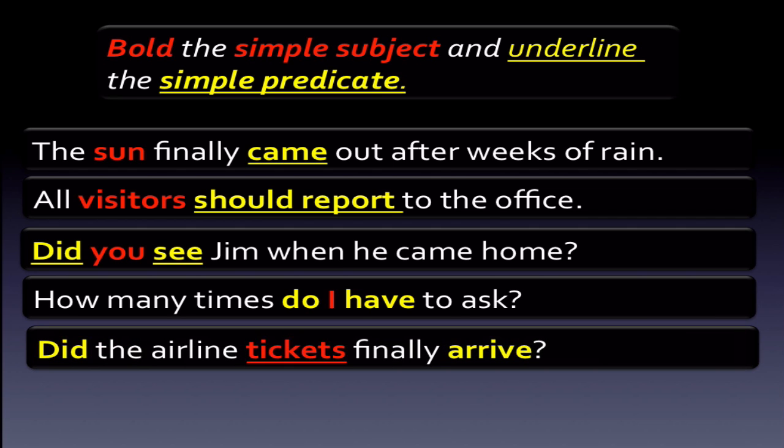All right. Did the airline tickets finally arrive? So the tickets here is your simple subject. Arrive is the main verb. Did is the helping verb. So did arrive is the simple predicate.